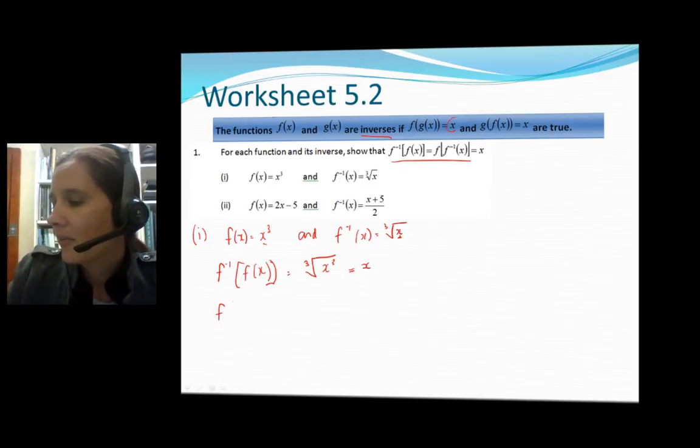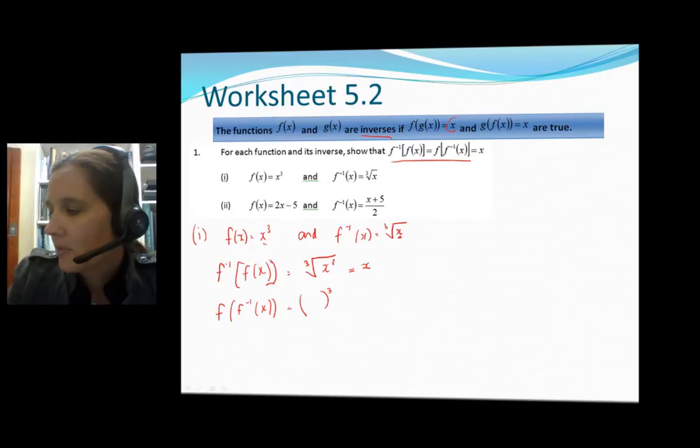So the other way around, our function of our inverse function of x. So our function of x is x cubed. So we'll put our cubed, and instead of writing x, we put in here the cube root of x, and we end up here with x. So these are both true. Therefore, our function of x and our inverse function of x are inverses.